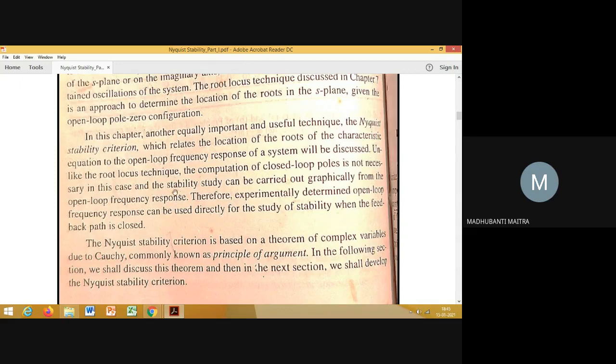So from the open loop frequency response, which has been carried out experimentally, and we know how to find the open loop frequency response with the help of a simple experiment that we have already studied, while we discussed identification of linear system using frequency response test, right?